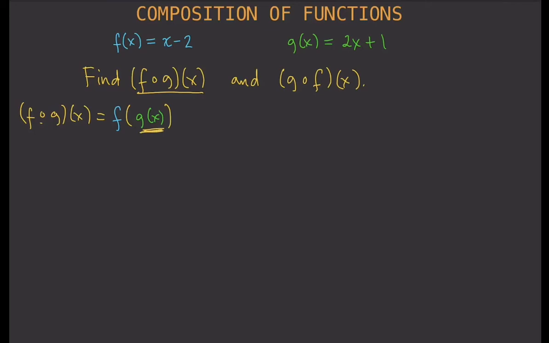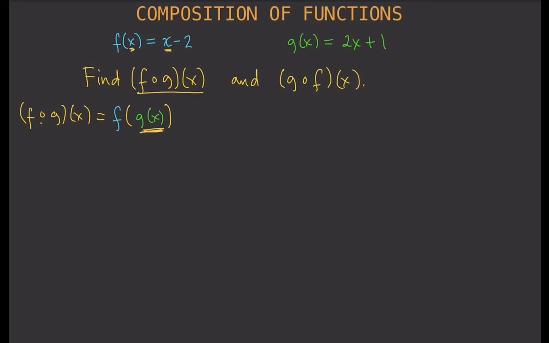Now, what is g of x? G of x is given. In fact, this is our g of x, so that's not your problem anymore. G of x is always there. It's given. It has a value. So all that's left to do is just substitute that value into your function. So whatever x is, you change that to g of x. For example, our f of x is x minus 2, so wherever x occurs, you'll change that with g of x.